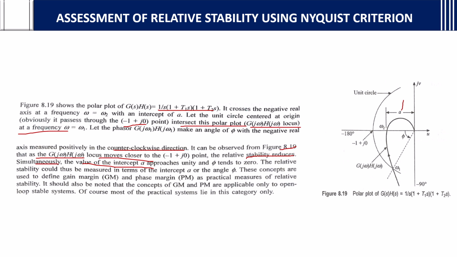So the relative stability could thus be measured in terms of intercept A or the angle phi. These concepts are used to define gain margin and phase margin as practical measures of relative stability. It should also be noted that the concepts of GM and PM are applicable only to open loop stable systems, not closed loop. Of course, most practical systems lie in this category only.